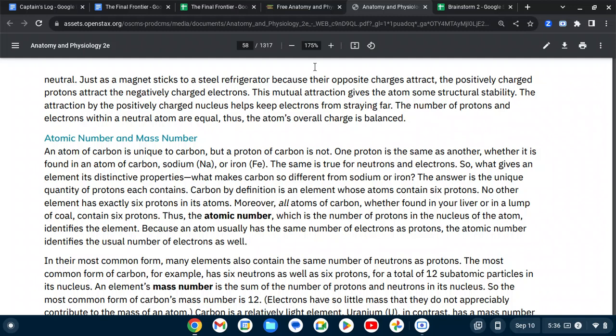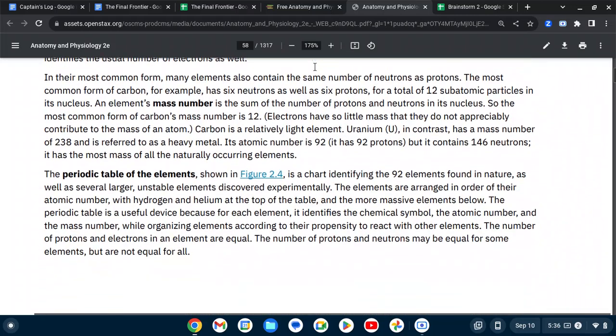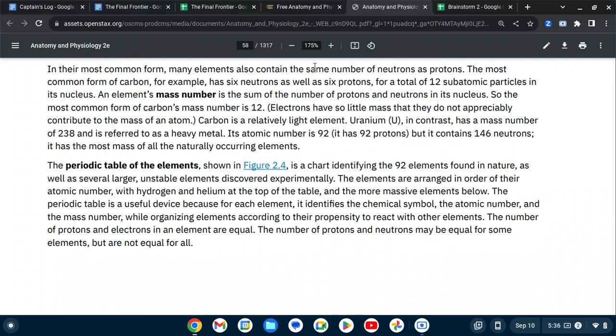Because an atom usually has the same number of electrons as protons, the atomic number identifies the usual number of electrons as well. In their most common form, most elements also contain the same number of neutrons as protons. The most common form of carbon, for example, has 6 neutrons as well as 6 protons, for a total of 12 subatomic particles in its nucleus.